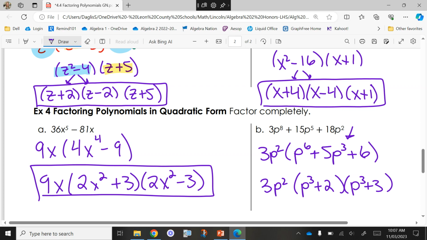All right. Is there any more that I can do? So those are perfect cubes, but 2 and 3 are not perfect cubes. So neither one of those is a sum of cubes. So we are done.